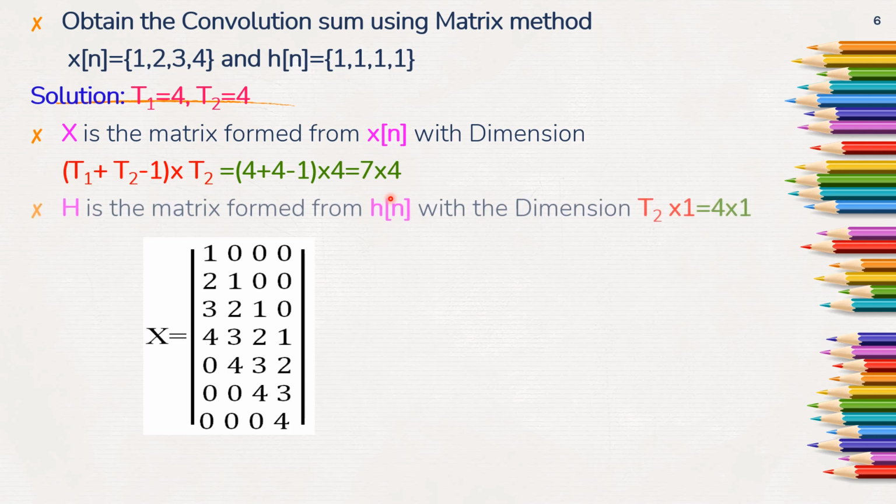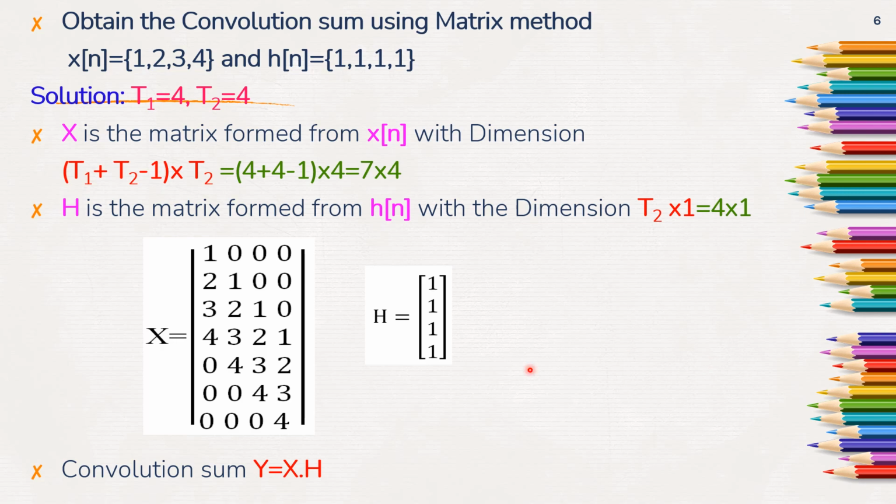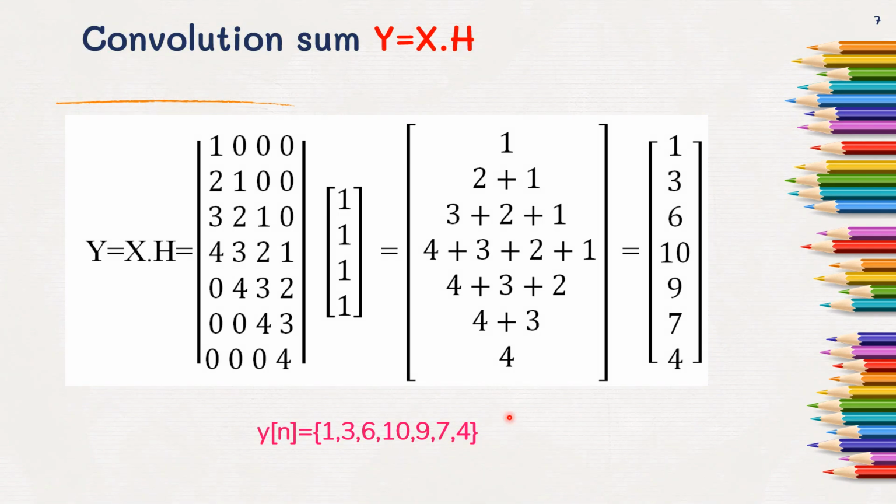In the same way, H matrix is formed from h of n, which is nothing but t2 cross 1, which is a 4 cross 1 matrix, which means that 4 rows and 1 column. So you have h with 4 rows and 1 column. And what is y? y is equal to x dot h. Do a matrix multiplication and you get the answer as 1, 3, 6, 10, 9, 7 and 4.